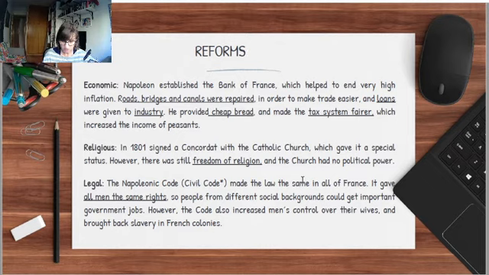The religious reforms: in 1801, Napoleon signed a concordat with the Catholic Church, which gave it a special status. However, there was still freedom of religion, and the church had no political power.